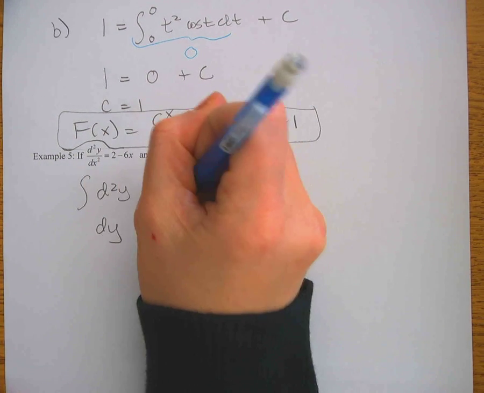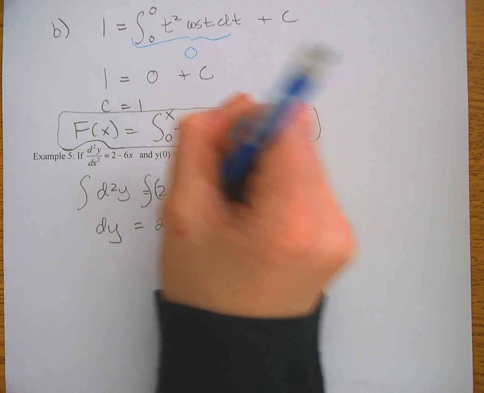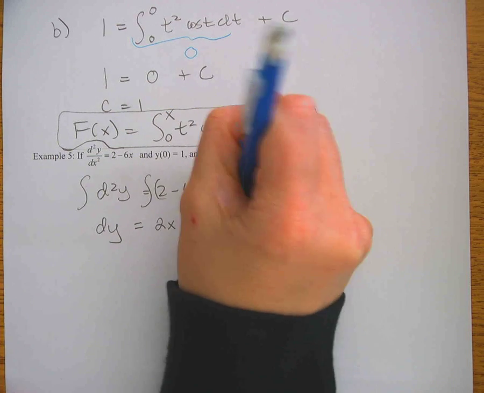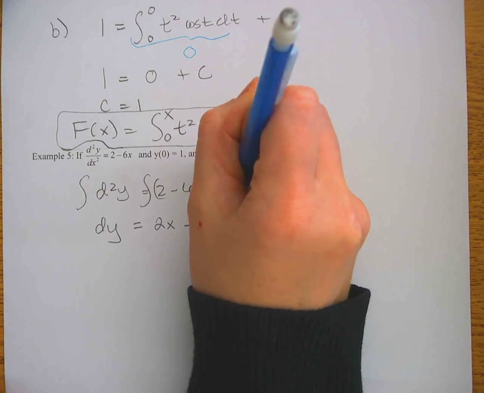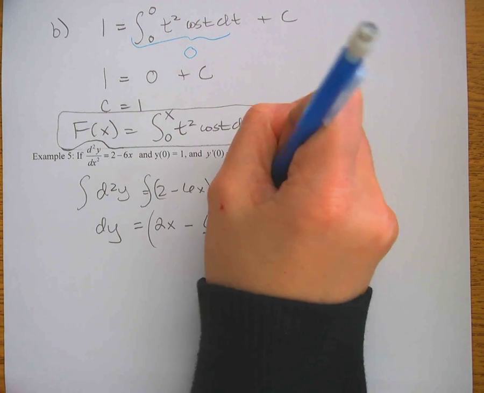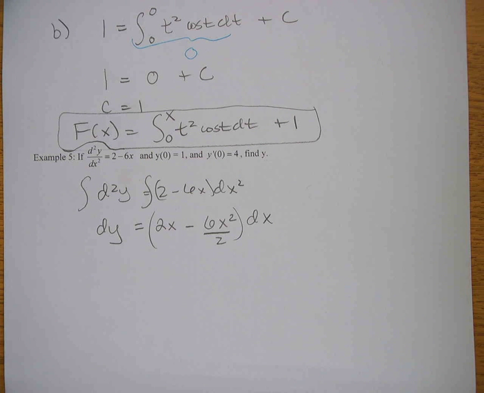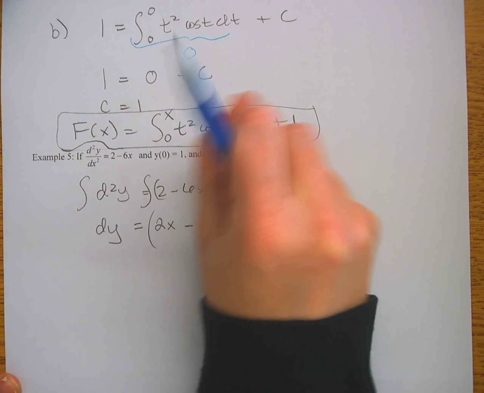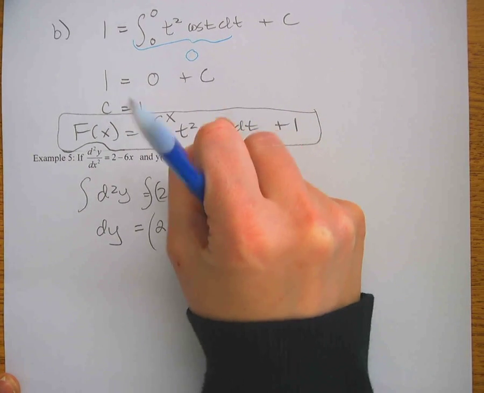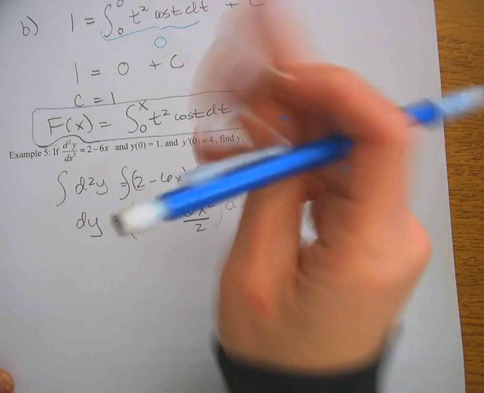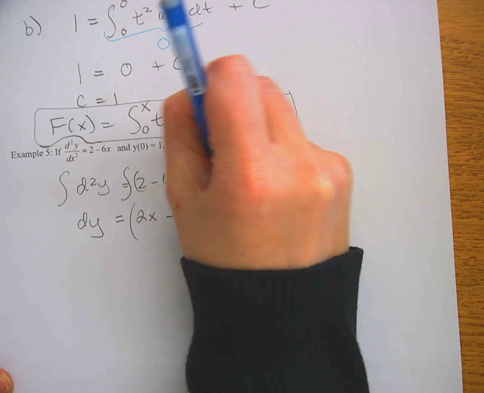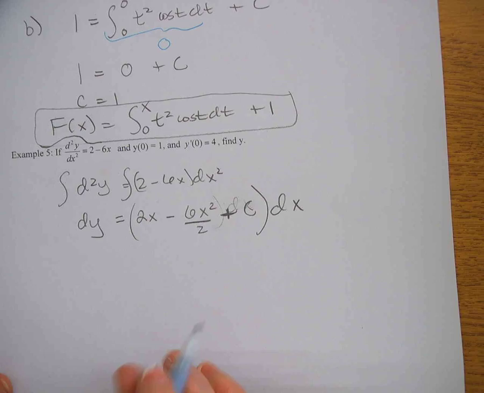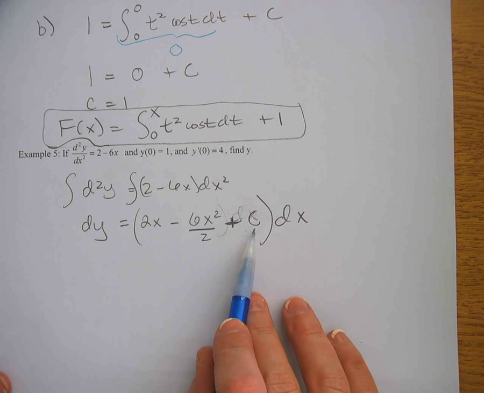And then here I'd have 2x, and then minus 6x squared over 2. And then the dx squared becomes a dx to the first. So the second derivative becomes the first derivative. Okay, now I notice I forgot plus c. Don't want to forget plus c, because I need to solve for c before I go on.